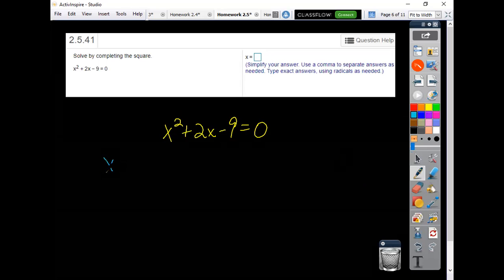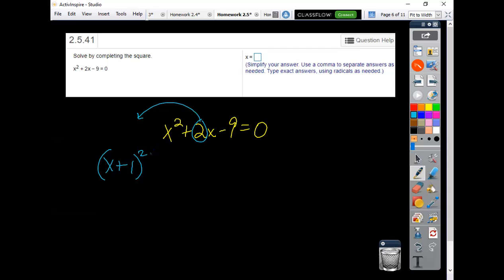First method, x plus half of this 2, which would be a 1, quantity squared. Then I just ask myself at this point, 1 squared, so again, multiply the x plus 1 times x plus 1, and you have x squared plus 2x plus 1. The x squared and the 2x are good, but it's the number on the end that you have to make sure you balance out. So I've got a 1 squared, 1, I'm supposed to have a negative 9. That seems like if I have 1 minus 10, that would take me back to my negative 9.